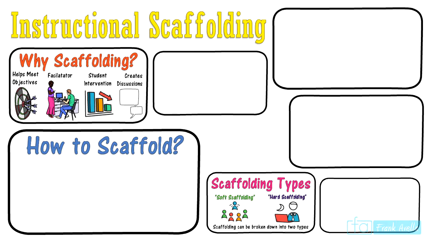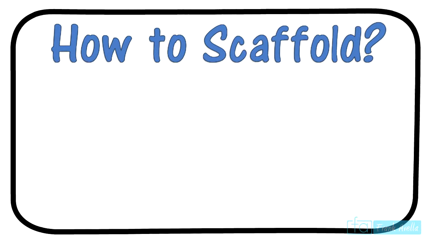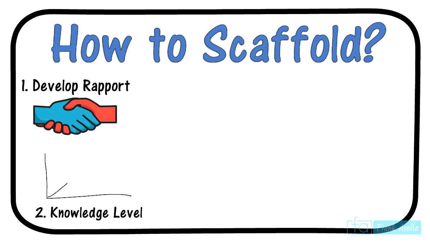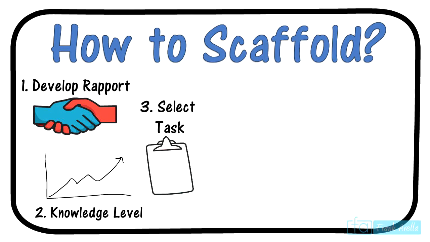Continuing, we'll take a look at how teachers can actually scaffold in the classroom. It's best first to develop a rapport with the students. The rapport will only deepen as the teacher provides prompts and explanation for the students. Next, teachers should assess students for their knowledge level of the topic of study. Formative assessments are great for this. Then, select a task for the student that aligns with curriculum standards and the teacher's lesson planning objectives. This can be a whole class or individual task for the student.